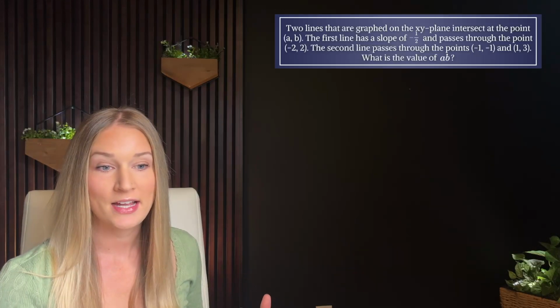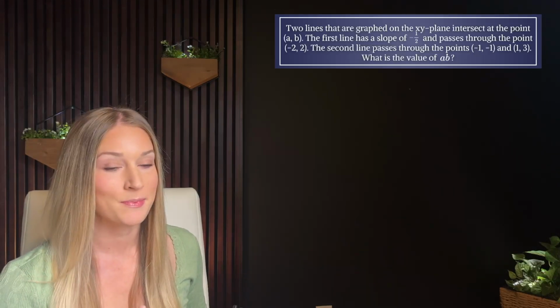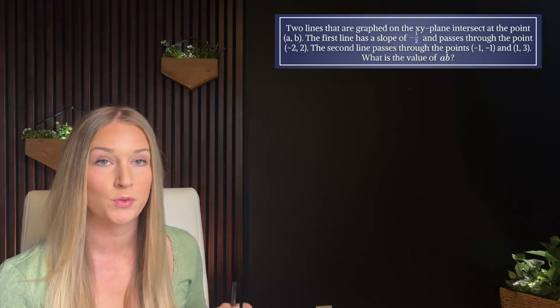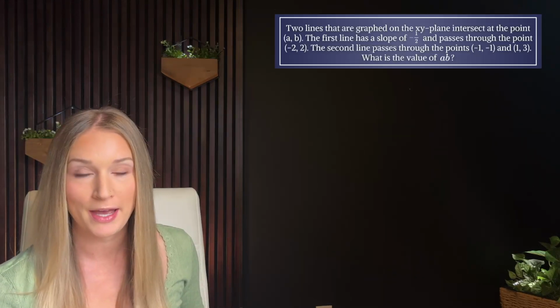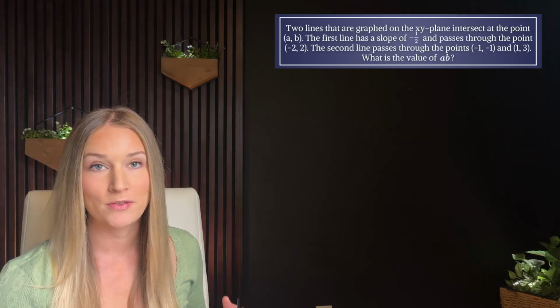The first line, they tell us the slope and then one of the points that it passes through, and the second line passes through two different points. So we don't know that slope yet. We want to know what is the value of AB.